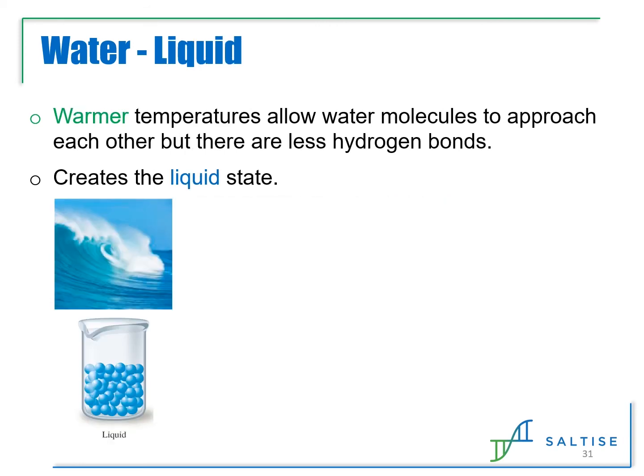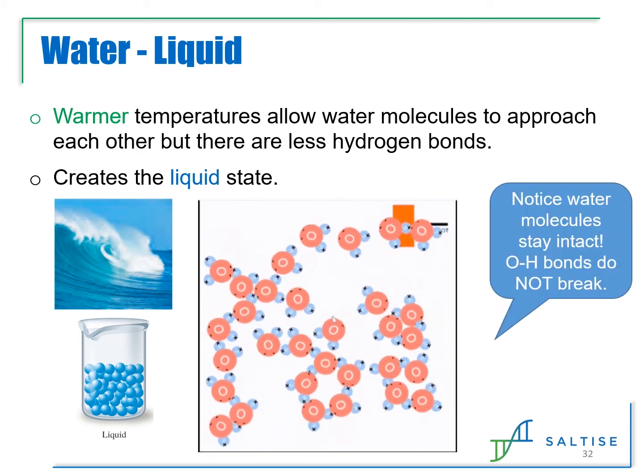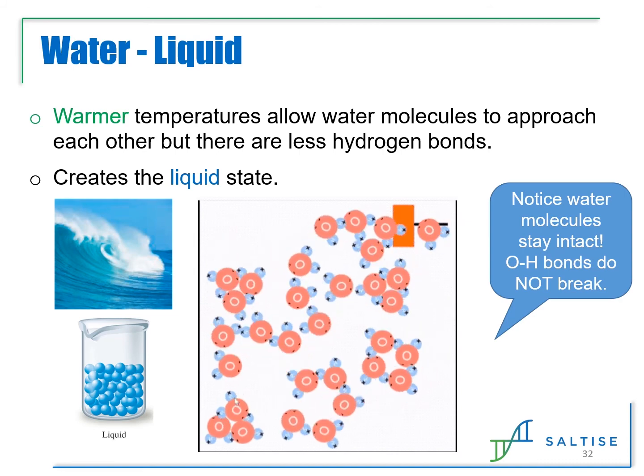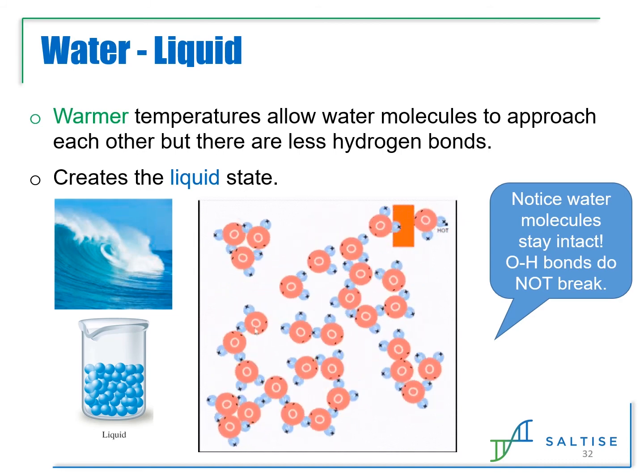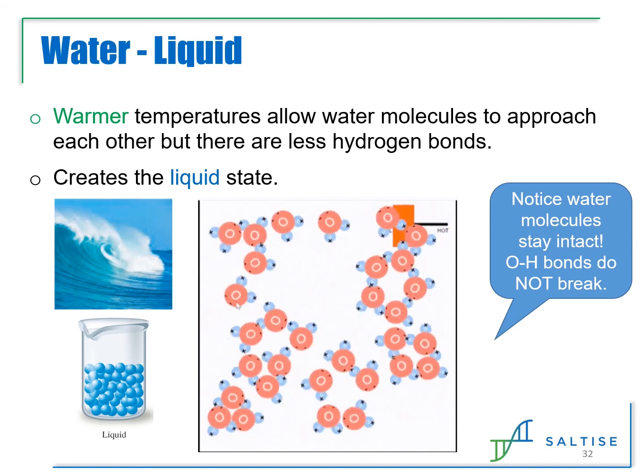When temperatures are above 0 degrees Celsius, the water molecules can approach each other and form hydrogen bonds. However, there are fewer hydrogen bonds, which results in water being in a liquid state. In the same simulation, under warmer temperatures, the water molecules are moving and vibrating more, so there are fewer hydrogen bonds.